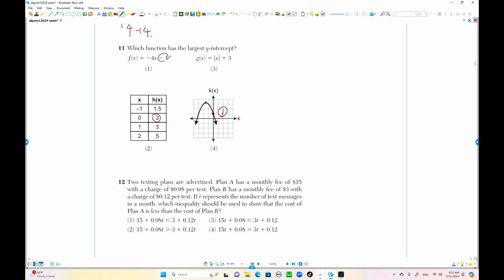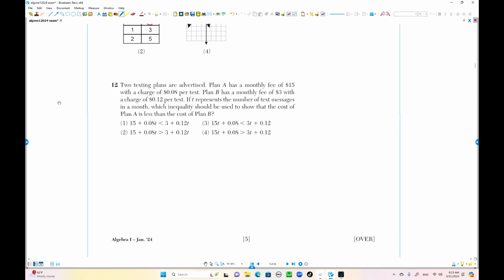And what about this? Minus 1 is the y-intercept. What about this? This graph looks like this, right? 3. So the y-intercept is, anyway, when x equals 0, the value of y is the y-intercept, okay? That is 3. The largest one is choice 3, that is the answer. The number 2.